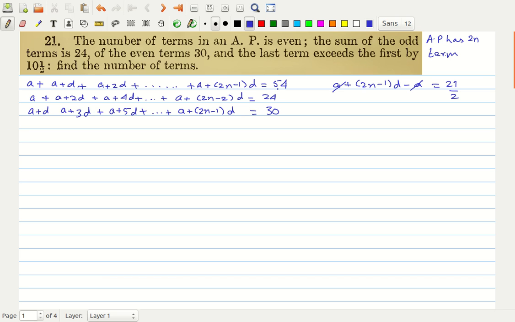Now from these equations we can solve for a, d and n. Let us consider equation number 1. This is equation number 2, this is equation number 3, let us call this equation number 4. So if we consider equation number 1, what is the number of terms? The number of terms is 2n, right? So the sum is equal to 2n by 2 times (2a plus (2n minus 1) times d), which is equal to 54.